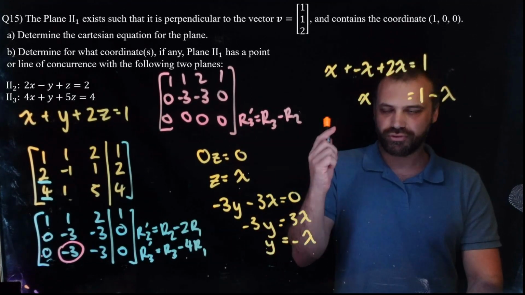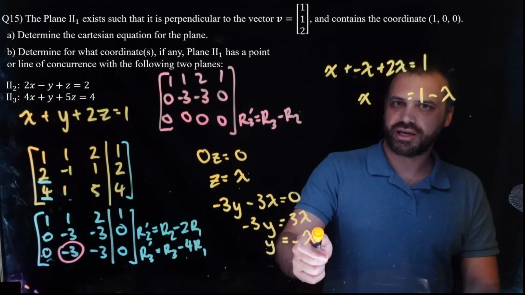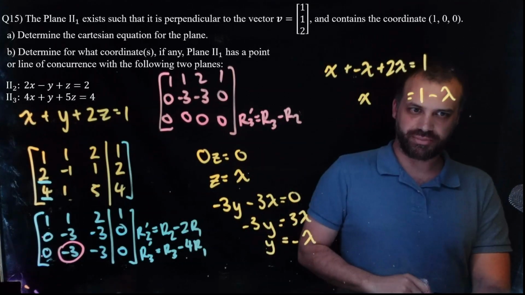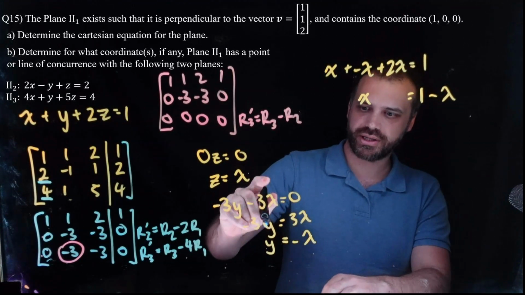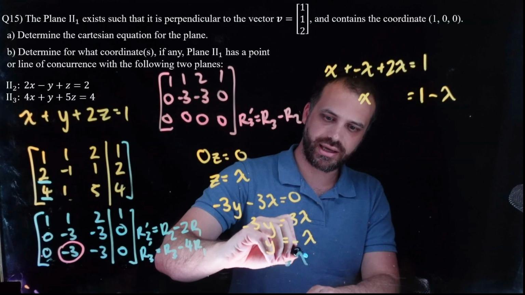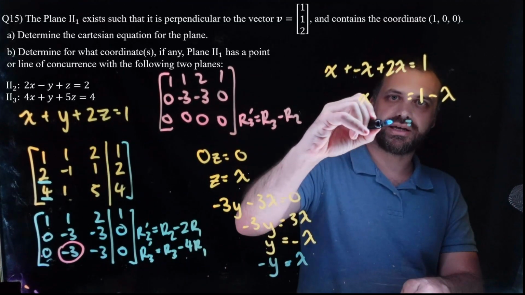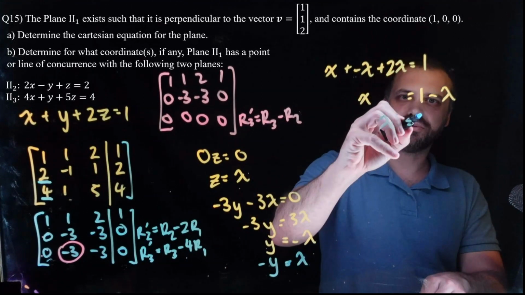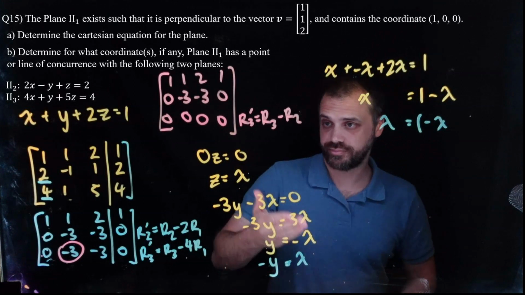So I have 3 variables now. I know z is equal to lambda, y is equal to negative lambda, and x is equal to 1 minus lambda. Rearranging these a little bit, I can say z is equal to lambda. I can say lambda is equal to negative y. And I can say lambda is equal to 1 minus x. So now I know that lambda is equal to z.